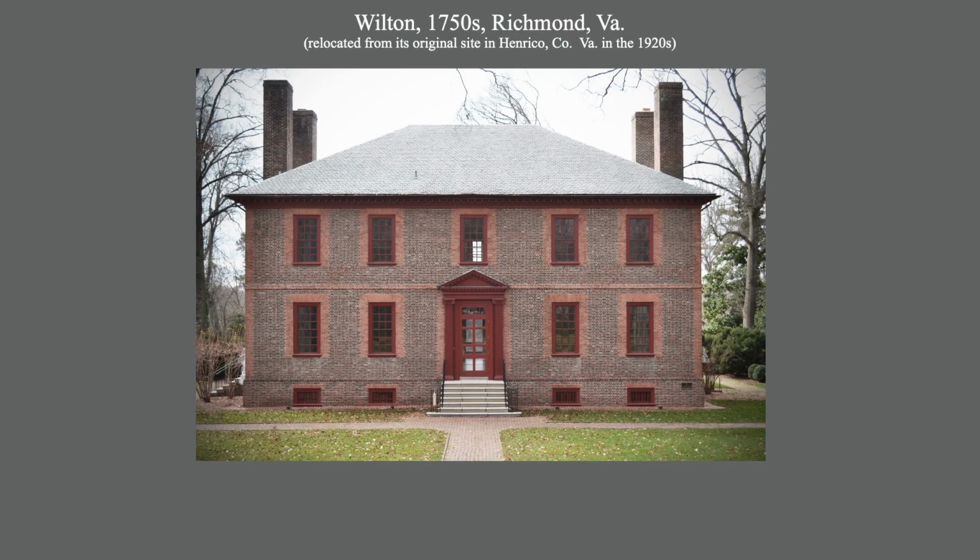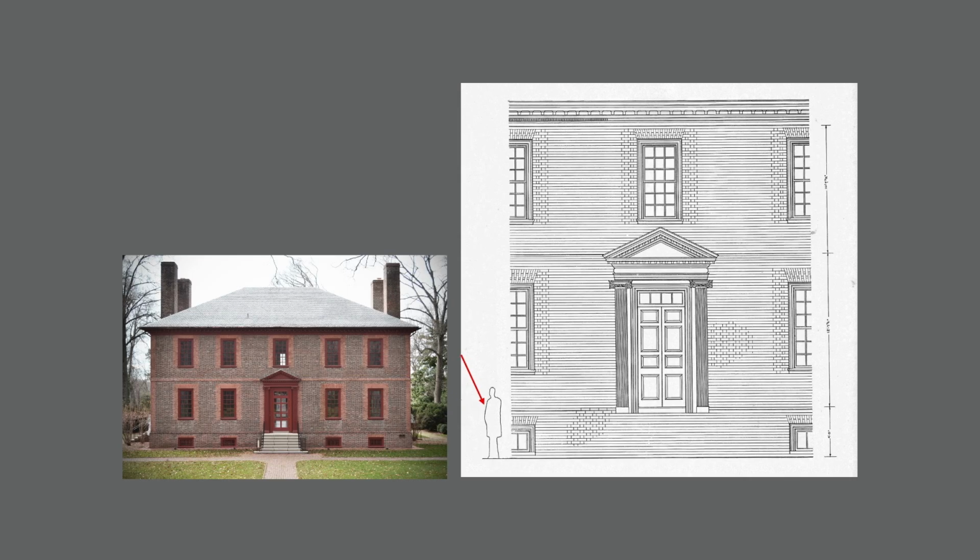The scale increases in high-style houses such as Wilton. This Virginia plantation mansion is a classic example of American Georgian architecture, and the scaled figure in the drawing reveals the generous size of the house.